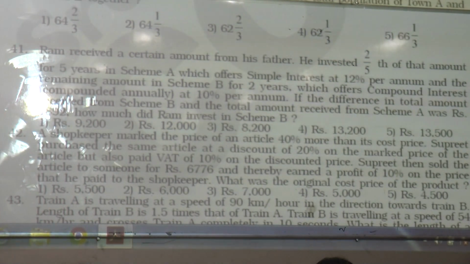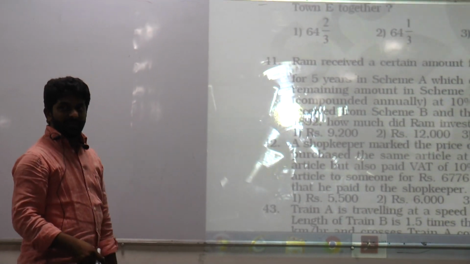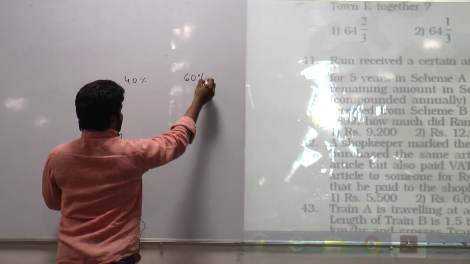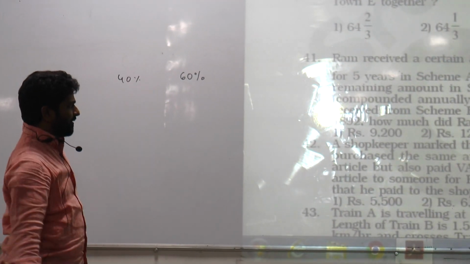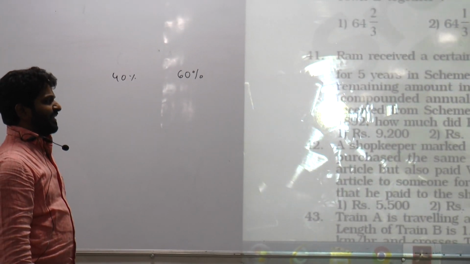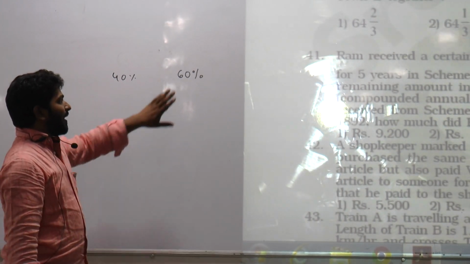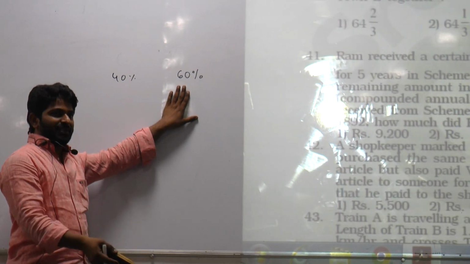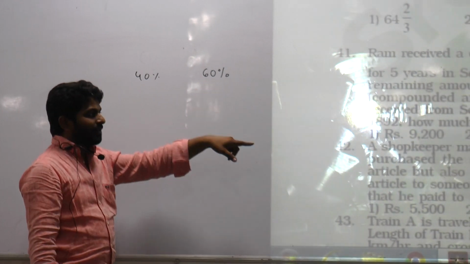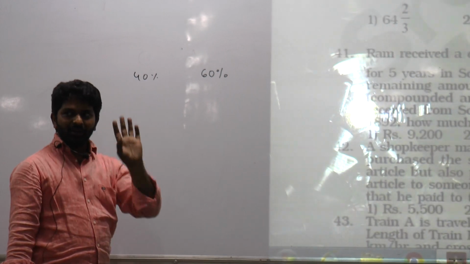Let's say he received 100%. Out of 100%, 2/5 invested in scheme A, in the sense 40%. And in scheme B, obviously 60%. Answer should be a 6 multiple. Should be a multiple of 3. 3 options are there: 12,000, 13,200, 13,500. If you have only one answer, you can do it.